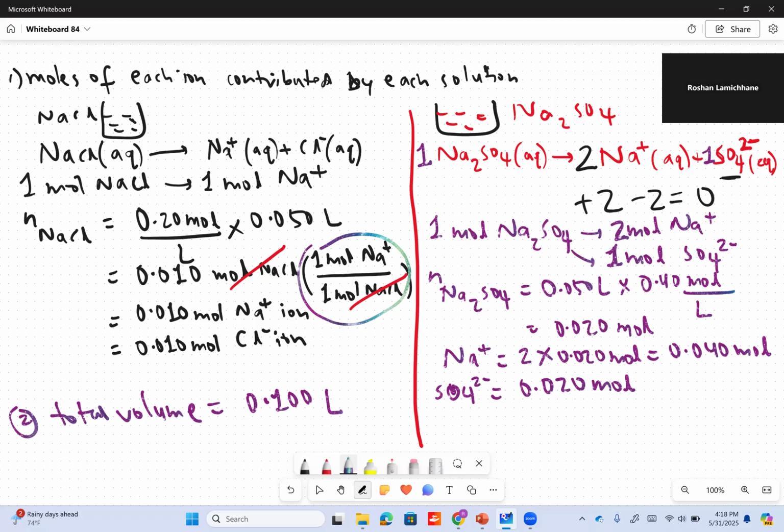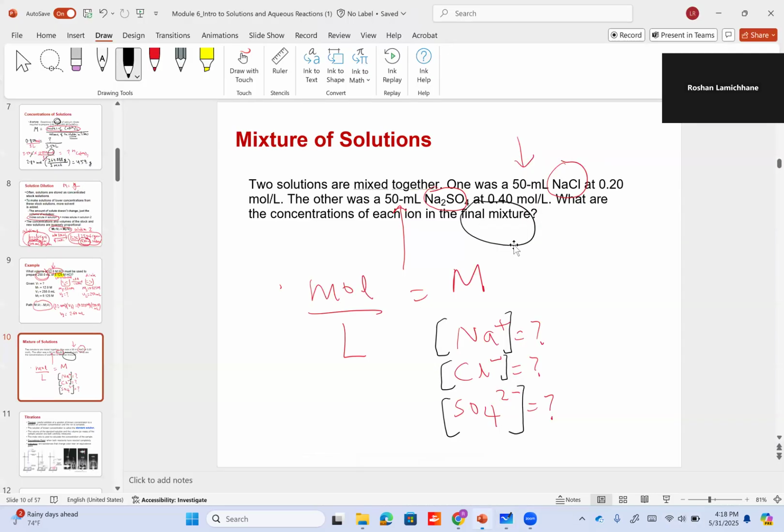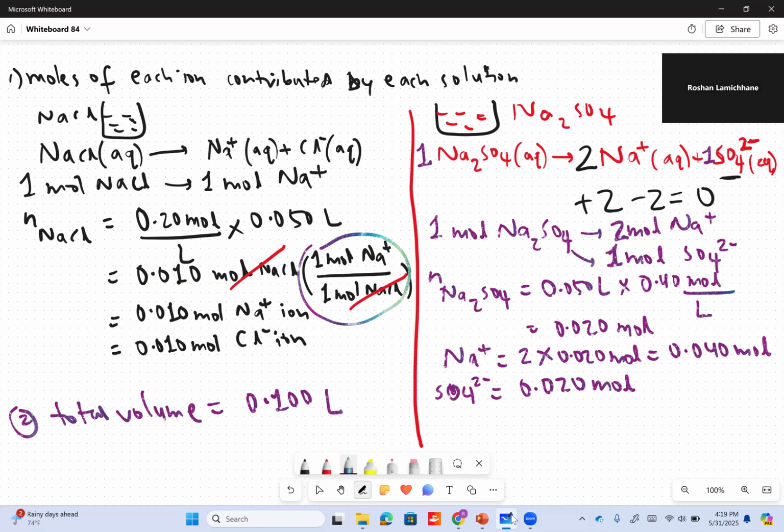Again, right now, I'm not keeping track of sig figs. In the end, keep in mind, when I do my math, assuming that there's a decimal after 50, my final answer has to have two sig figs. So make sure you keep that in mind as you are working through this math, right?